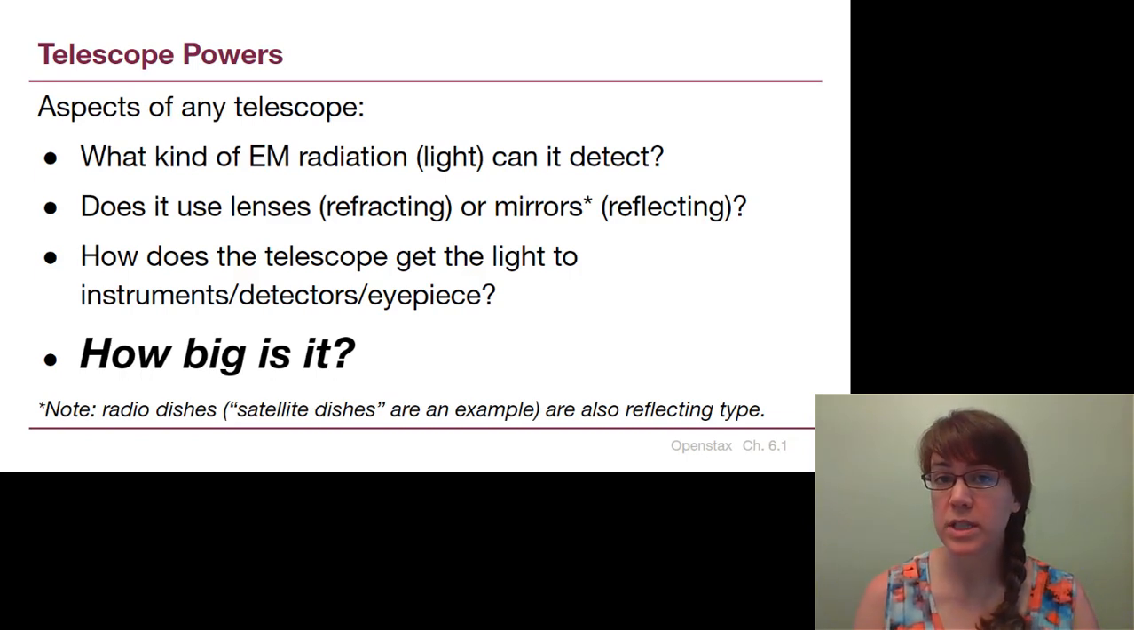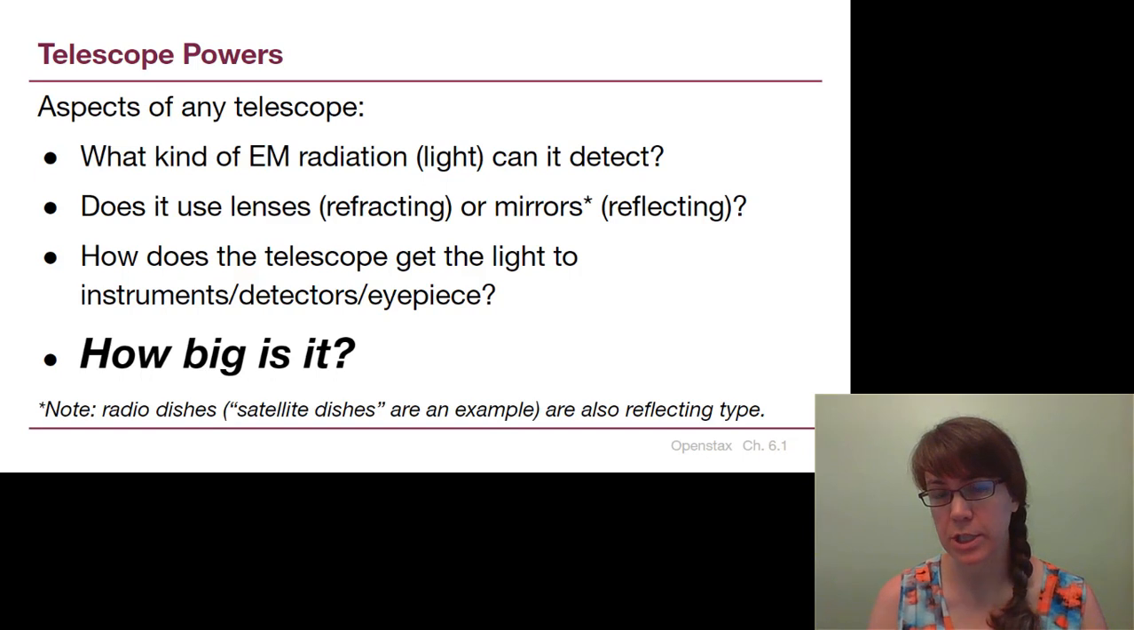Alright, this video is the second half of our discussion of Chapter 6 in OpenStax Astronomy, where we talk a little bit more about the details of telescopes beyond the fact that there are reflecting and refracting telescopes. That was the previous video.